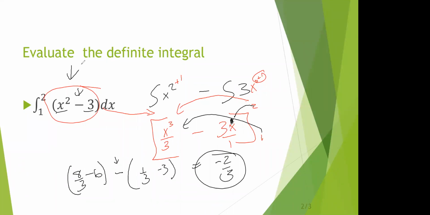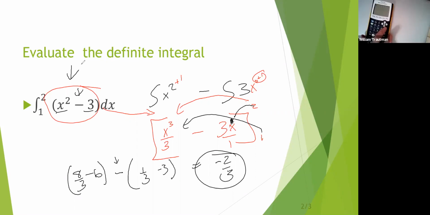So right after we hit second trace, we hit enter, then we hit 1, then we hit enter, then we hit 2. Okay. So let's try that. First you graph it, then you do second trace and go to number 7.